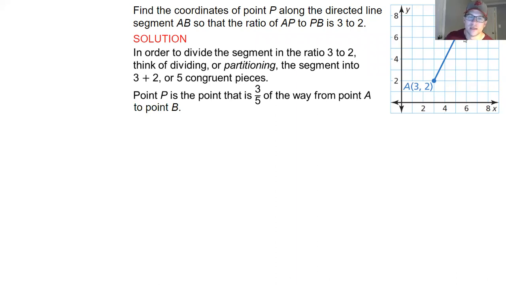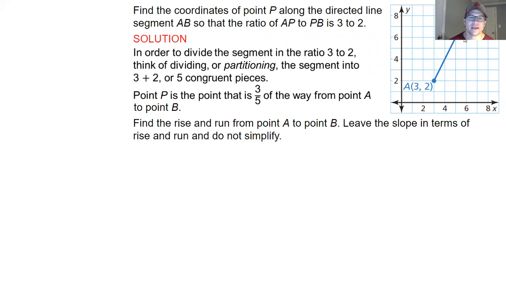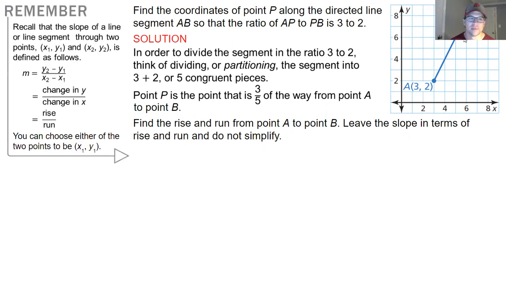So point P is somewhere that is 3/5 of the way from point A to point B, which means that we can find a rise and run from point A to point B. It's going to be much easier if we leave our slope in terms of a rise and run, or a fraction, because it is 3/5. 3 could be our rise and 5 could be our run, and not simplify. Remember that the slope formula is y2 minus y1 over x2 minus x1, and that's where that rise over run comes from.